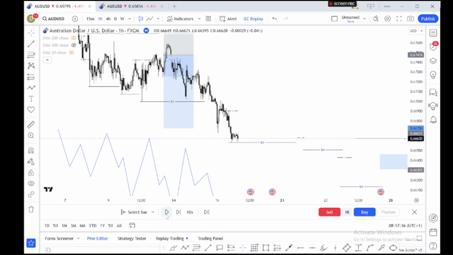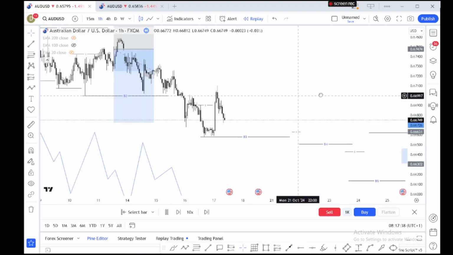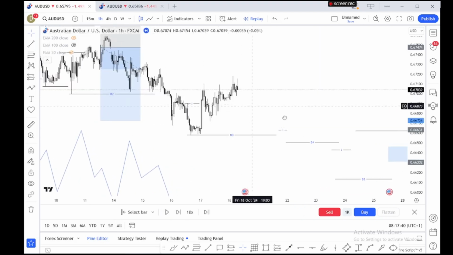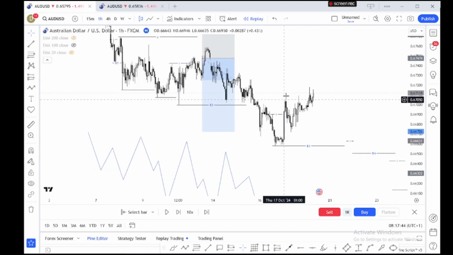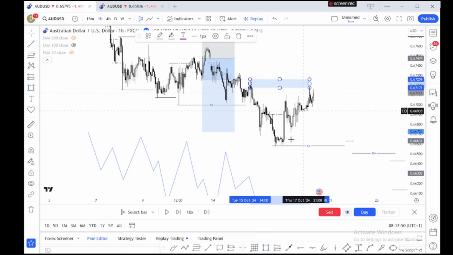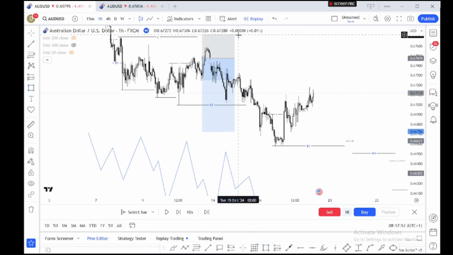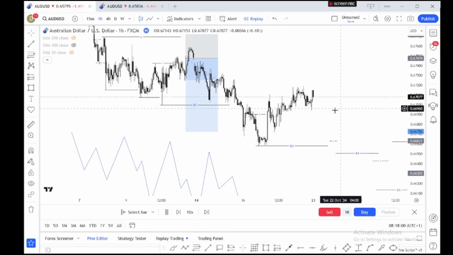So let's see how the market goes. You see, the market had to come back, take out inducement, look for POI and mitigate POI. Probably the market will mitigate something here. But this is not the trade, I'm just trying to explain to you. Mitigate POI and the market will drop. Let's see how it goes.